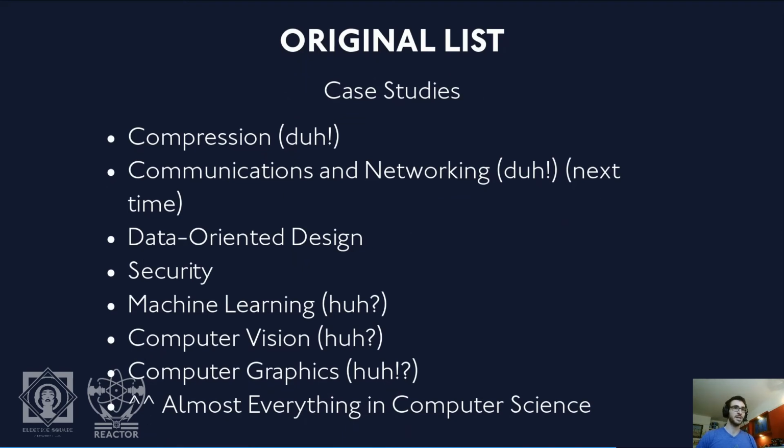So obviously, links to compression. I'm not going to go into that now. Communication and networking. Again, we covered the compression side of that, but there's also the side of information theory about how you reliably communicate through noisy channels, which unfortunately we haven't had time to go into in this talk, but that's an incredibly fascinating topic for next time. But then we have data-oriented design, security, machine learning, computer vision, and computer graphics.